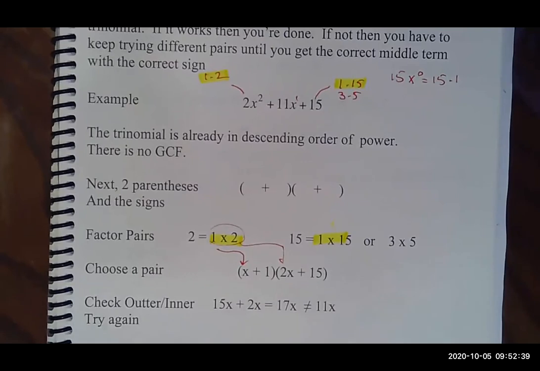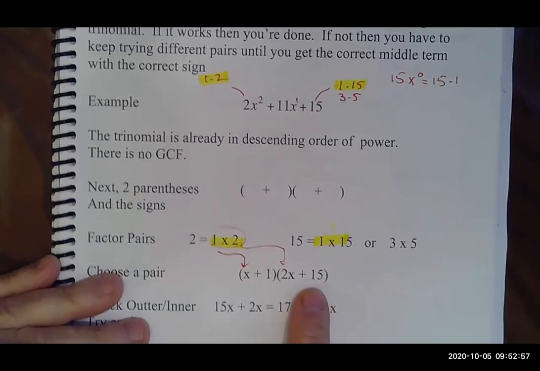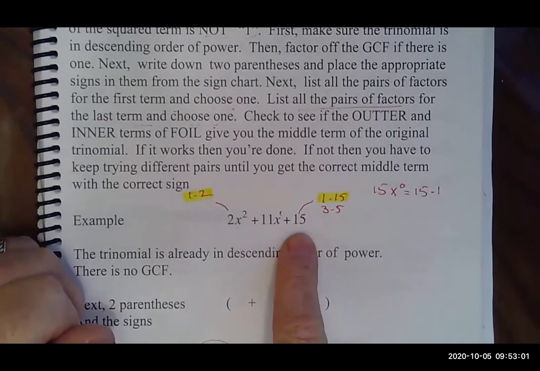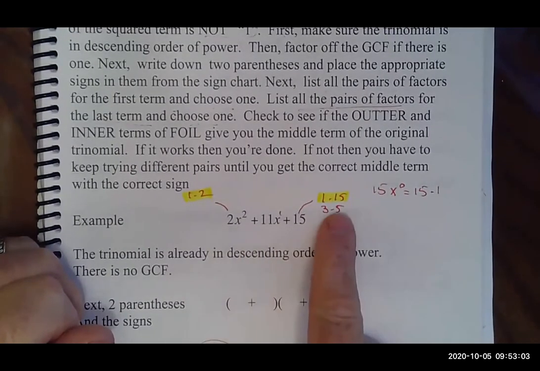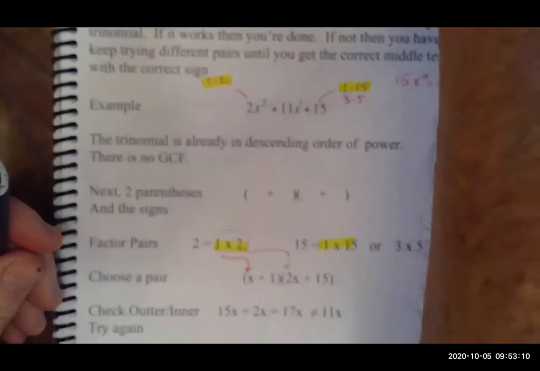So all you really have to do is check the inner and outer. Why don't you check the first and the last? You could, but you picked the first and the last numbers specifically so that you would get 15 and you would get 2. You pick the numbers so that you get 15, you get 2. You picked them. So there's really no need to check the first and the last on FOIL. Don't need to. But if you wanted to, you can.